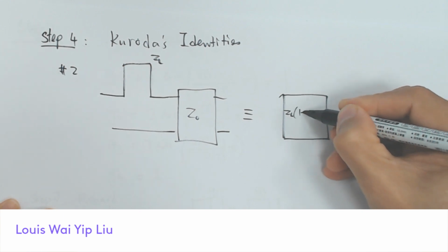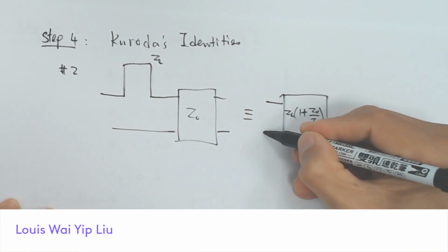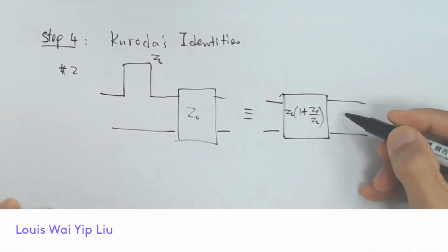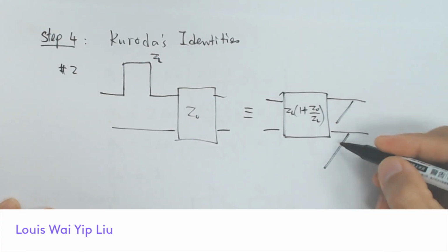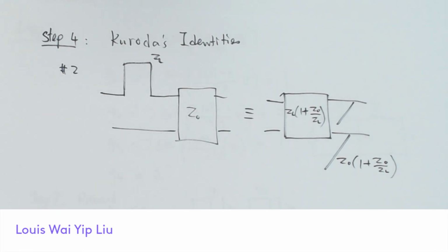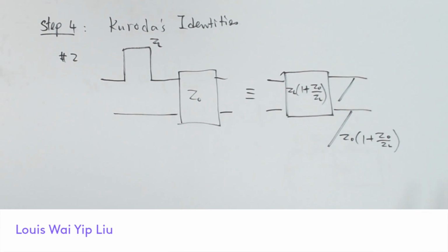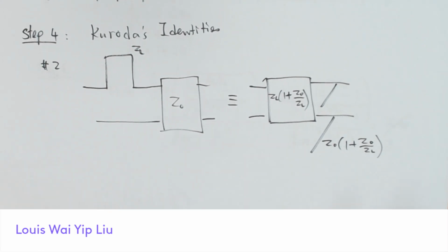Z L, 1 plus Z0 divided by ZL. So this is a lot easier. Z0. And recall what we have done from the last step. From the last step, we had a circuit. The circuit is like this.